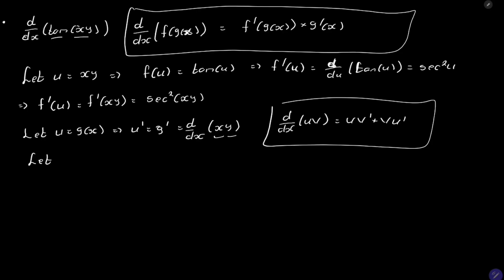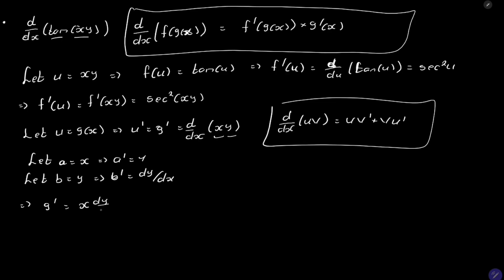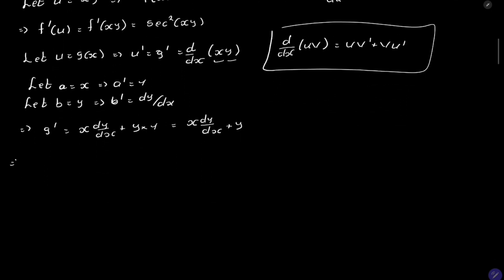So first of all, what's our u, what's our v? We already used u here, so we use a and b in our case. Let a be the function x, which implies that a prime is equal to 1, and let b be the function y, which implies that b prime is equal to dy on dx. This implies that g prime is equal to x dy on dx plus y times 1, which gives us x dy on dx plus y.